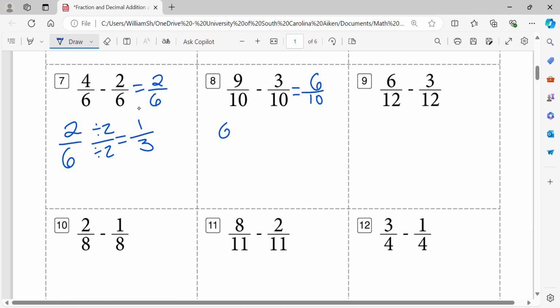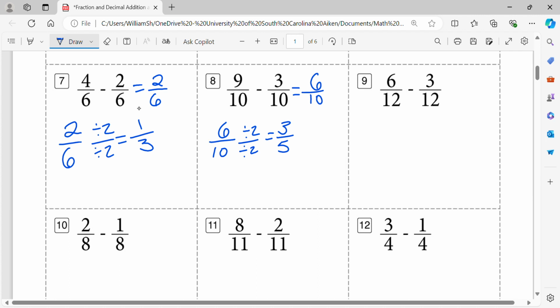We can definitely reduce 6/10. What goes into both 6 and 10? Well, 2 goes into both 6 and 10. So I'm going to divide both by 2, and we're left with 3/5 in our most reduced form.